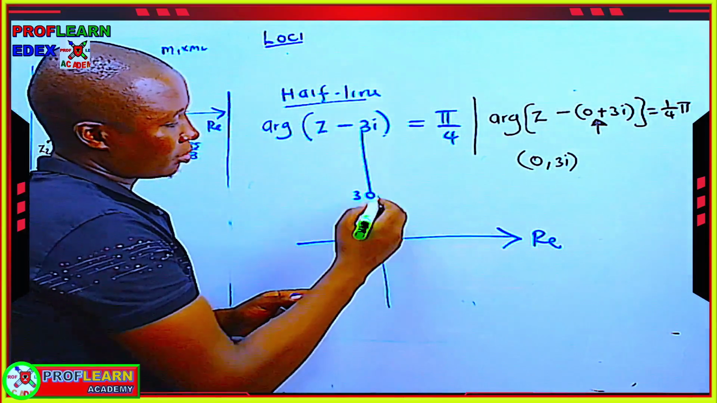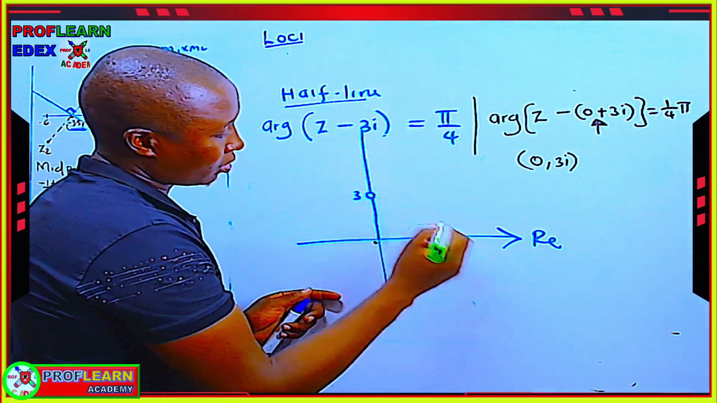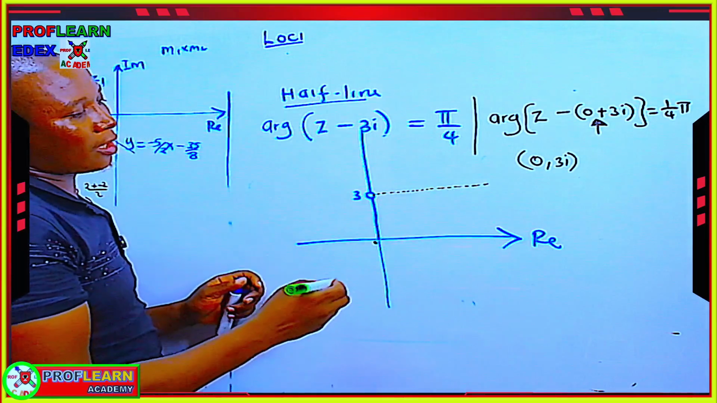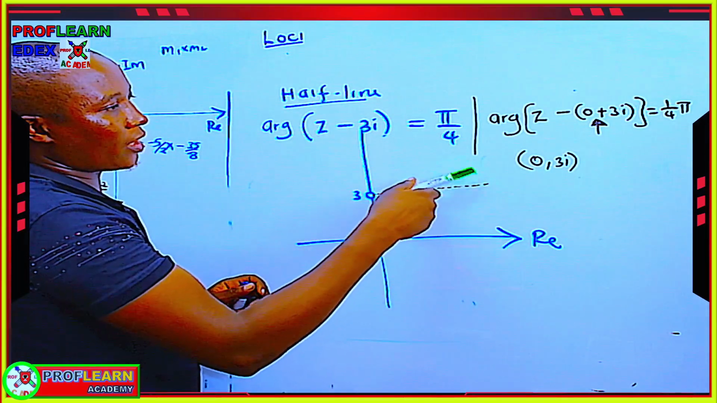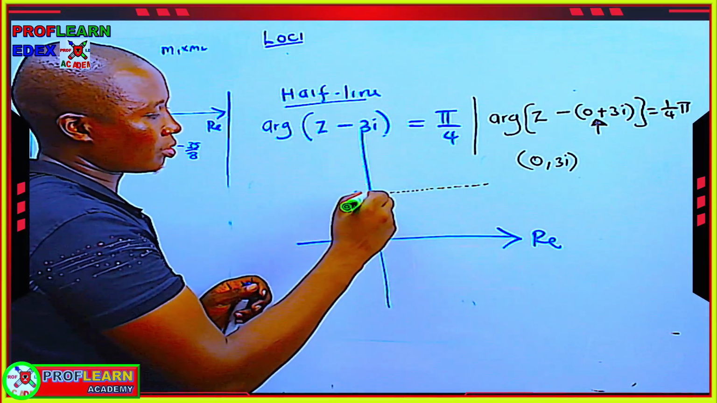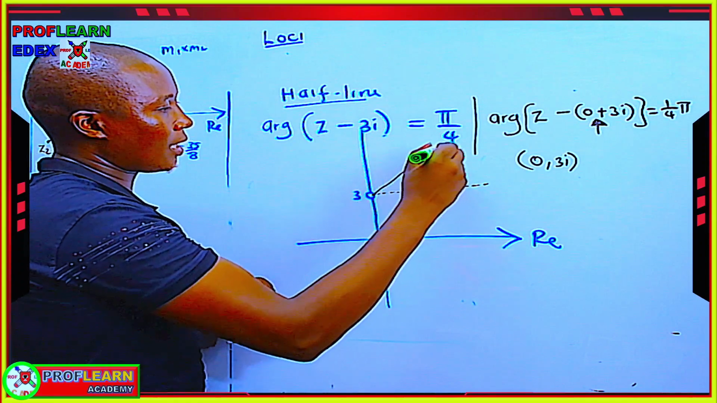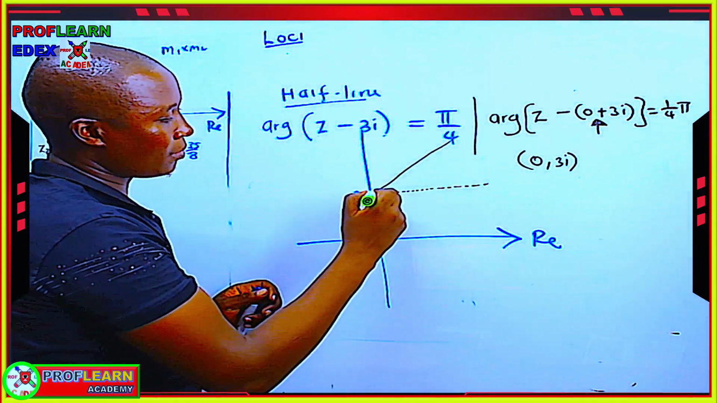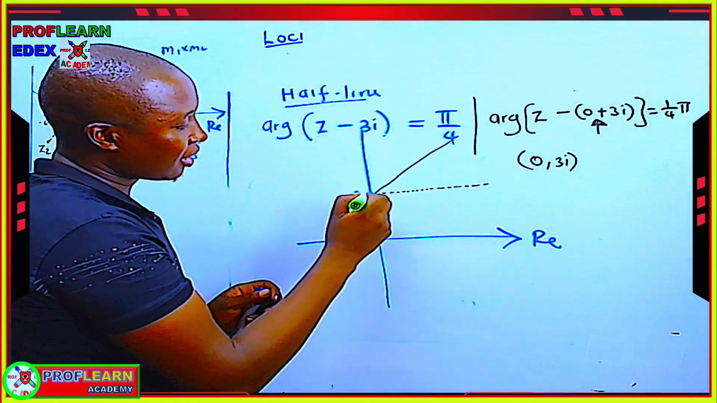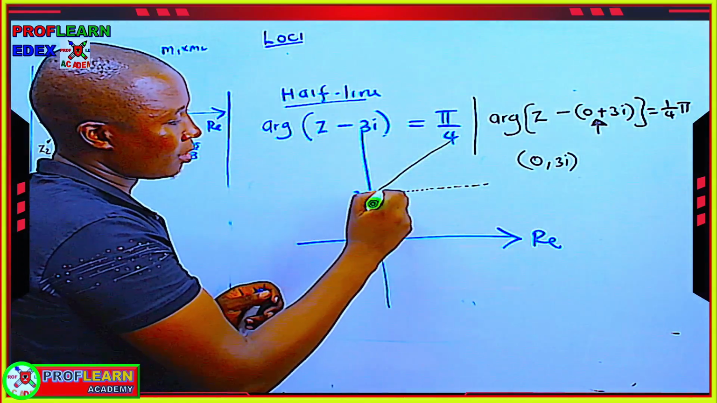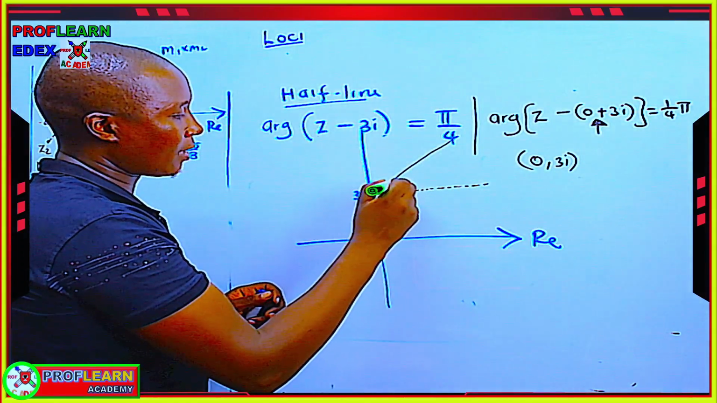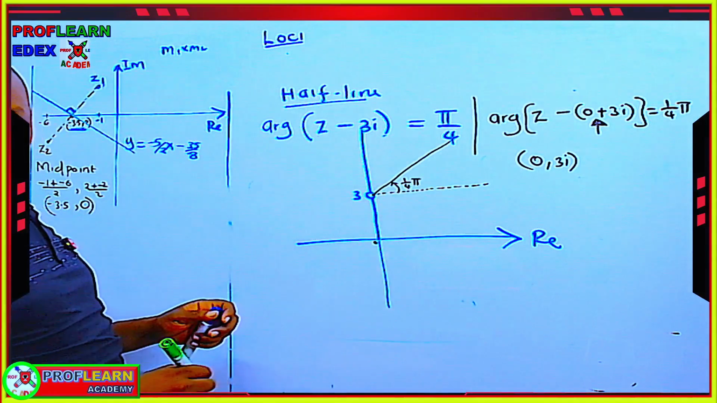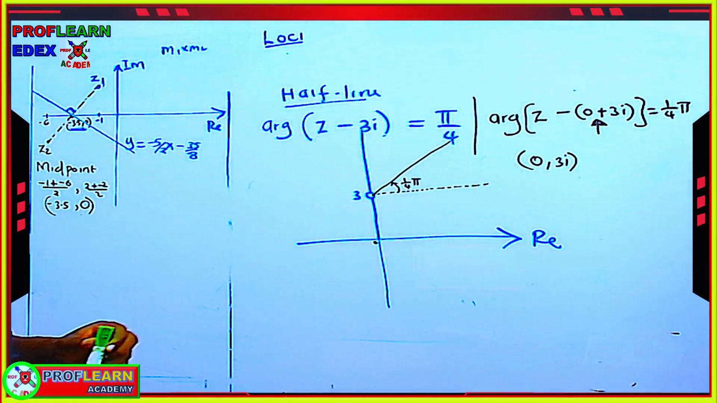So if the point is that, we are going to draw a line which is parallel to the x-axis like that. Then our locus is at an angle of 45 degrees measured in the clockwise direction. So the locus is going to lie anywhere along this line, excluding this point that we are having here. So that's the angle we have, 1/4 pi, which is actually 45 degrees.